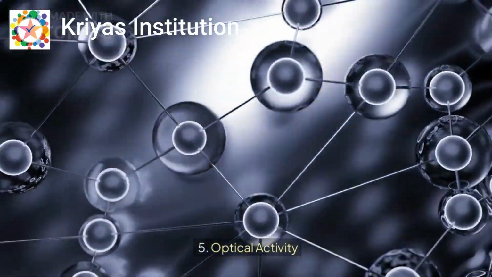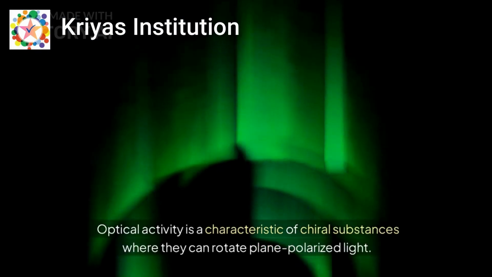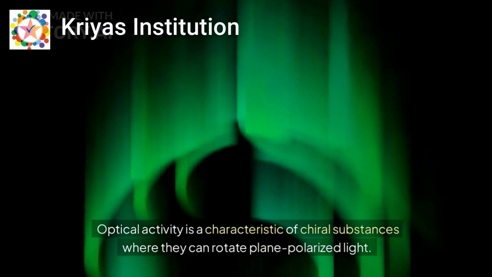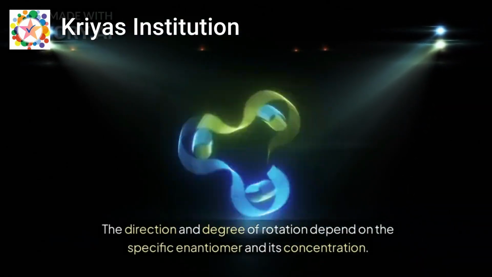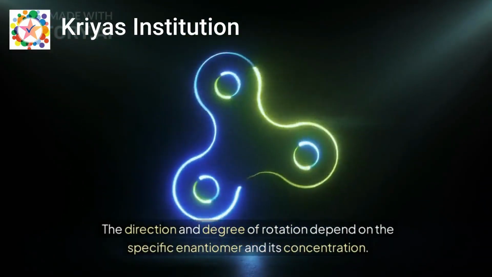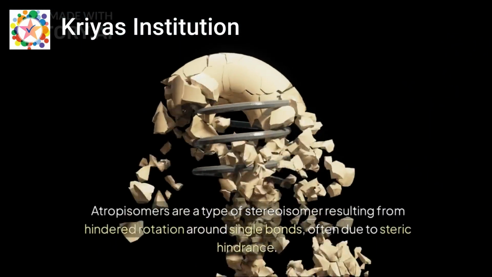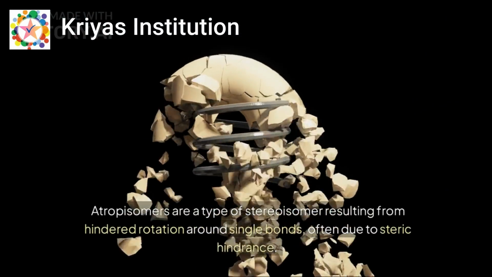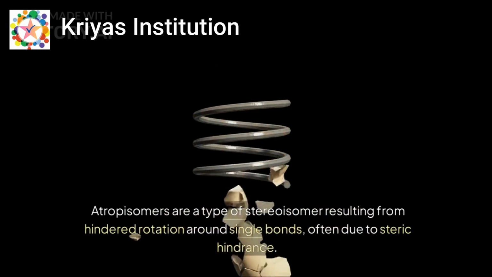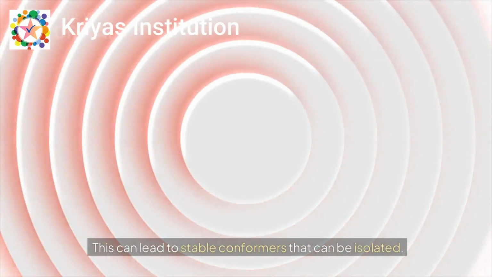5. Optical activity. Optical activity is a characteristic of chiral substances where they can rotate plane polarized light. The direction and degree of rotation depend on the specific enantiomer and its concentration. 6. Atropisomerism. Atropisomers are a type of stereoisomer resulting from hindered rotation around single bonds, often due to steric hindrance. This can lead to stable conformers that can be isolated.